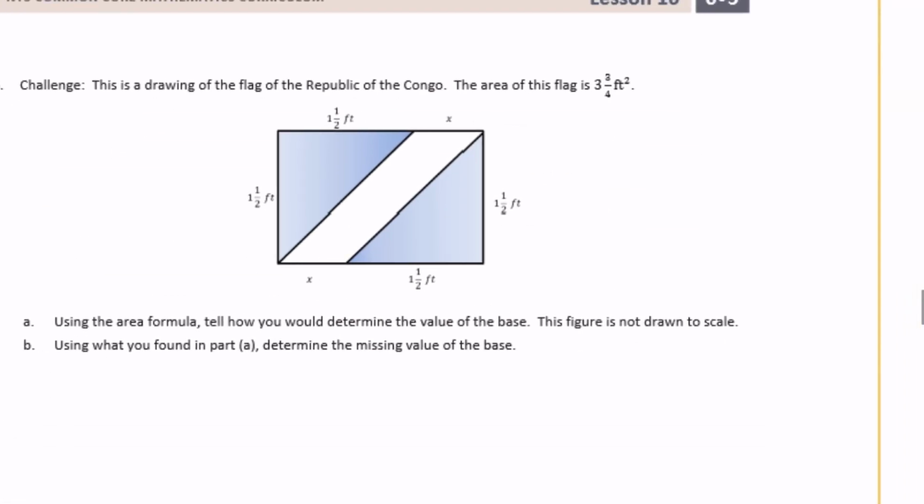Okay, number 6, challenge. This is a drawing of the flag of the Republic of the Congo. The area of this flag is 3 3/4 feet squared. Using the area formula, tell how you would determine the value of the base. The figure is not drawn to scale.